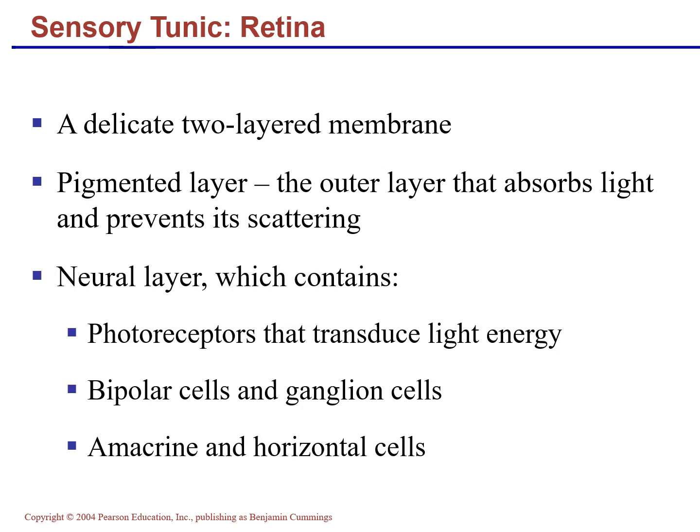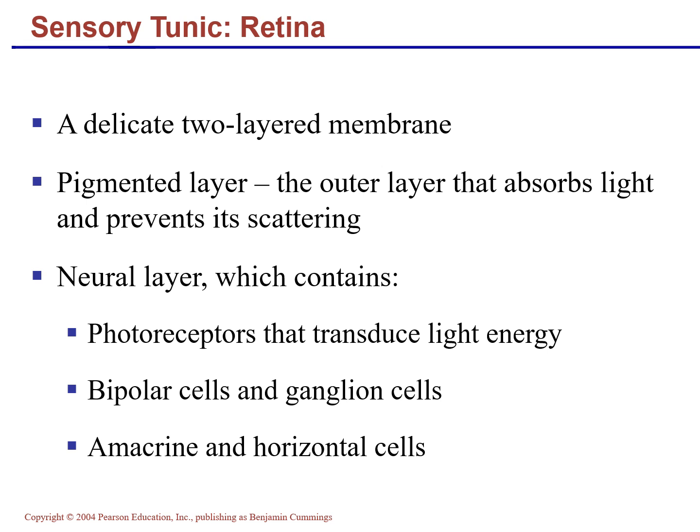The retina is a delicate two-layered membrane. And I want you to remember it's nervous tissue membrane. Nervous tissue membrane. The pigment layer is the outer layer that absorbs light and prevents its scattering.